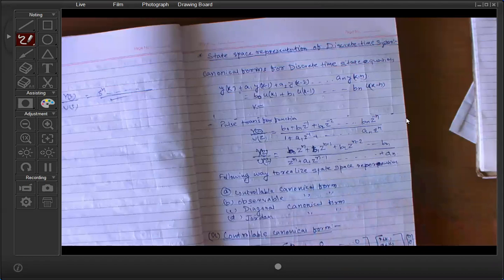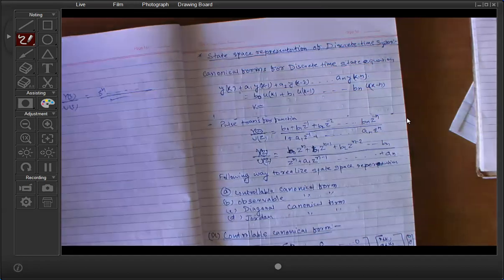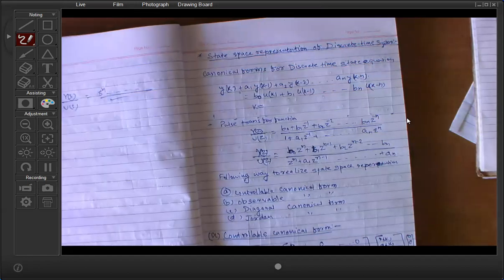In a similar way, if you compare with the continuous time domain, you can realize any discrete time system in state space representation. There are four ways: controllable canonical form, observable canonical form, diagonal canonical form, and Jordan canonical form. So there are four ways to represent any discrete system in state space.